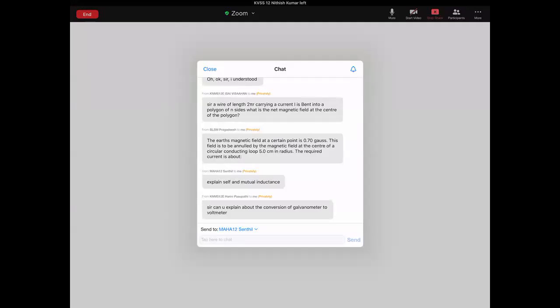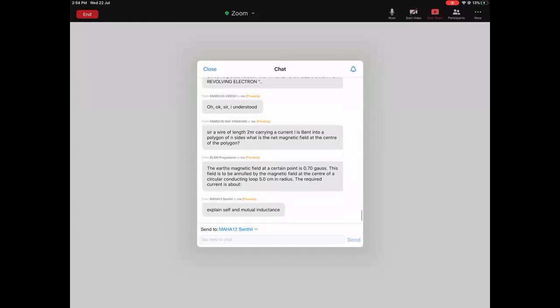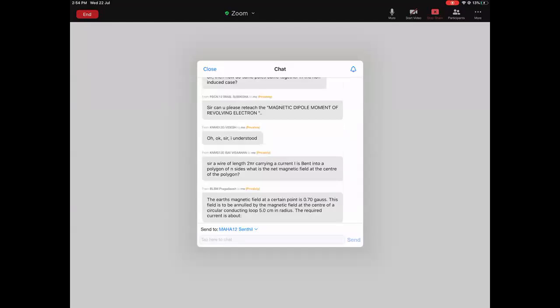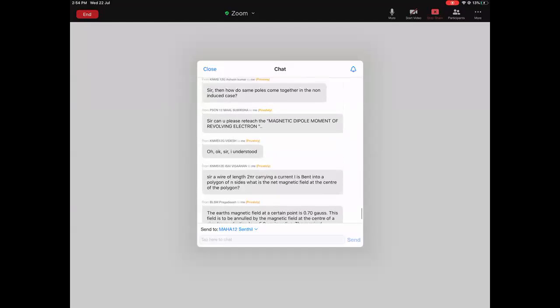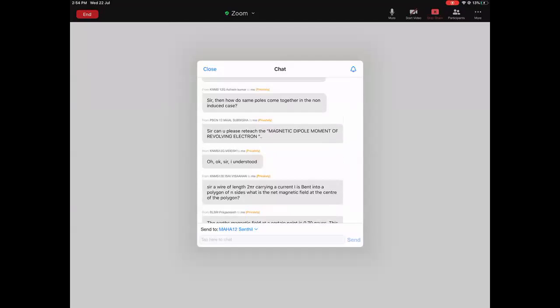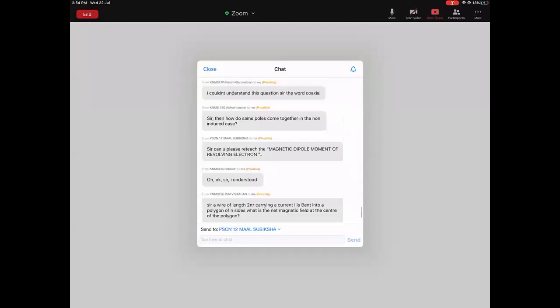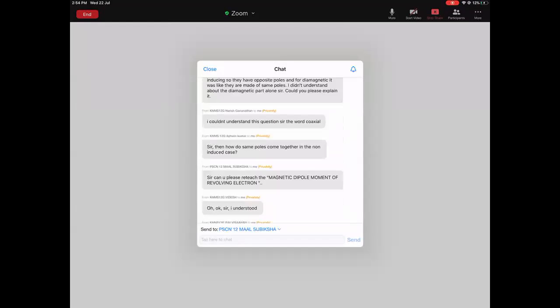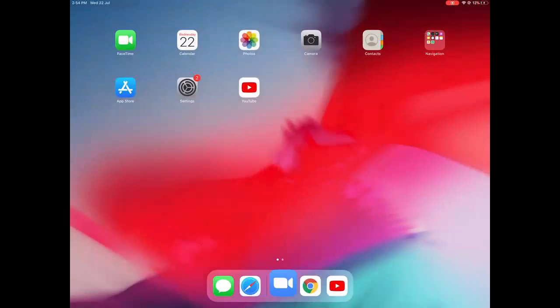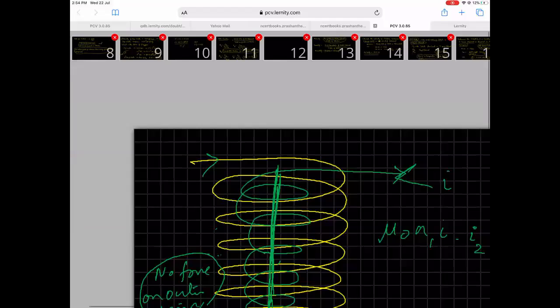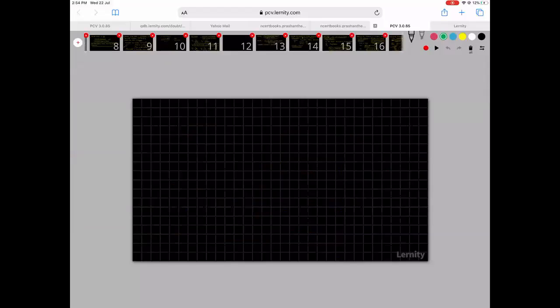Oh, I will explain. So the question is about this wire current. Then before that, dipole moment of revolving electron. And how do poles come together in induced cases? Okay, Ashwin, I will tell you. So now let us move on. There are 3-4 questions which have come up. First, a non-related question Ashwin is asking from the next chapter. We don't want to do it now, but since I have already introduced it, I will answer.